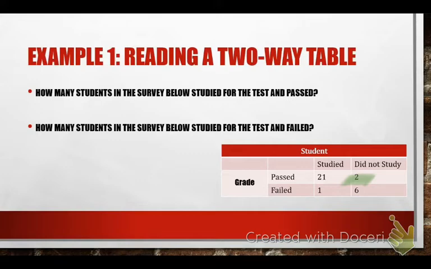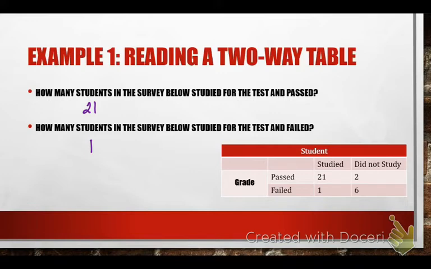All right, so let's answer these questions. How many students in the survey below studied for the test and passed? What do you guys think? 21. All right, so go ahead and write in 21. How many students in the survey studied for the test and failed? 1. Only 1. Okay, I know which category I would want to be in. Okay, studied for the test. All right, obviously it made a big difference here in this scenario.